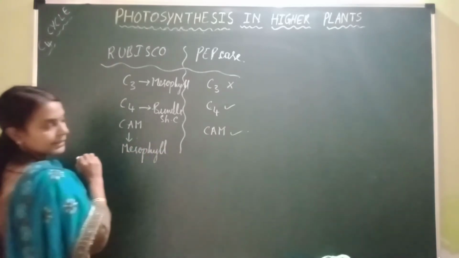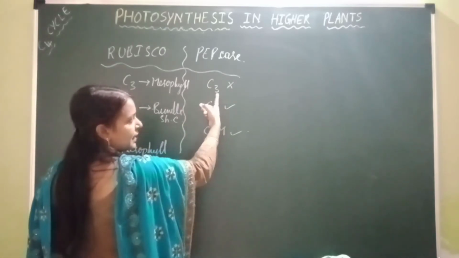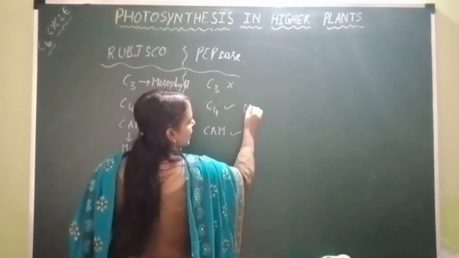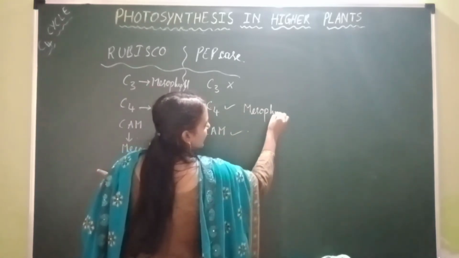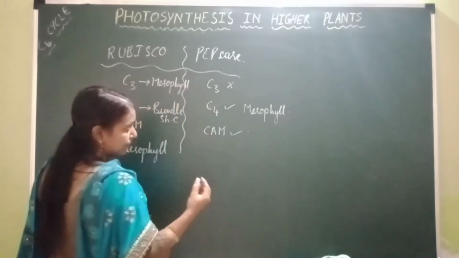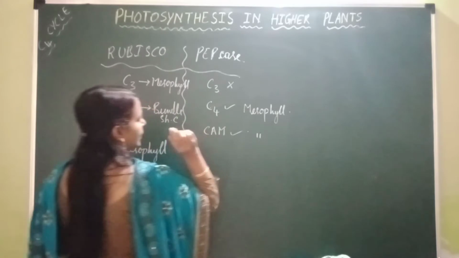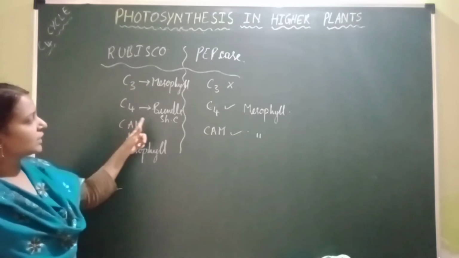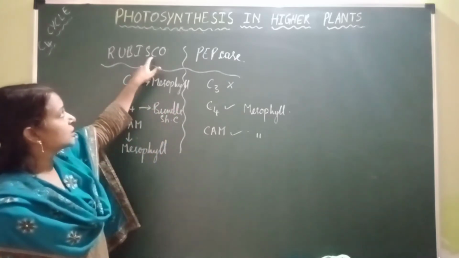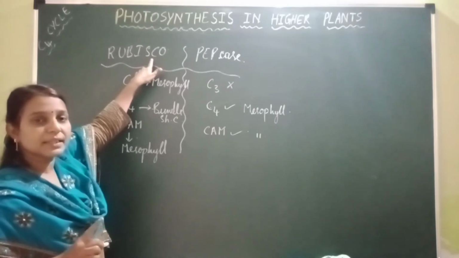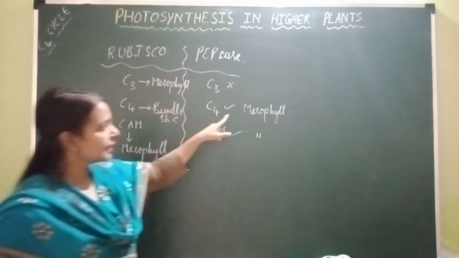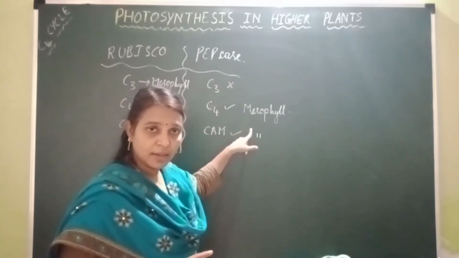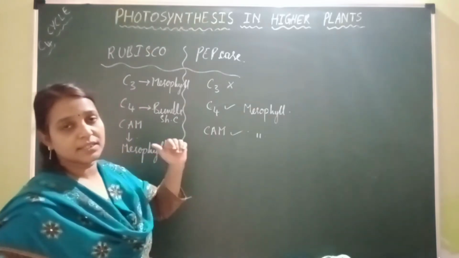Now coming to PEP carboxylase. It is absent in C3 plants. It is present in C4 plants, in the mesophyll cell, and in CAM plants also, it is present in the mesophyll cell only. So in C4 plants, in the bundle sheath cell, Rubisco is present whereas PEP carboxylase is absent. In the mesophyll cells of C4 plants, PEP carboxylase is present, but Rubisco is absent.